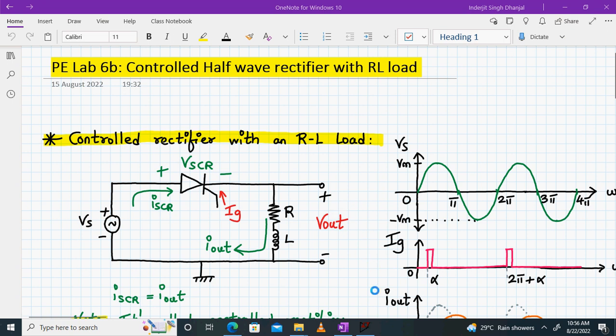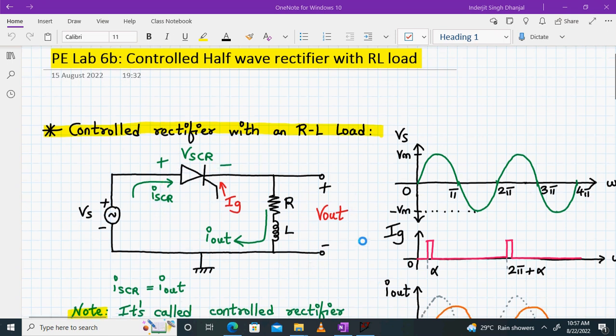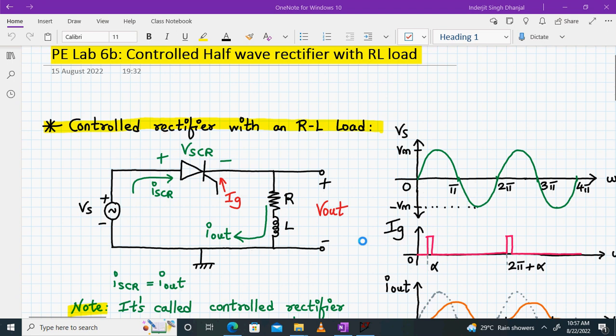Hello everyone, welcome to Power Electronics lab number 6B. Today we are going to simulate the controlled half wave rectifier with RL load. So this is the circuit schematic which we are going to follow. Now let's start implementing this circuit in LTspice.